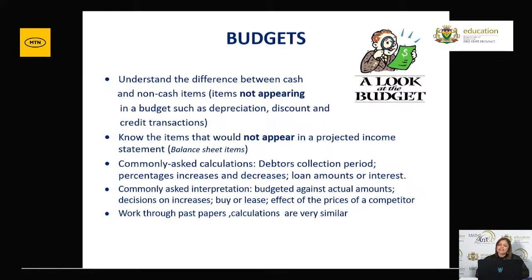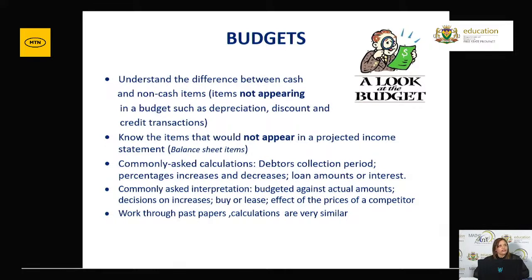Understand the difference between cash and non-cash items, or items not appearing in the budget, such as depreciation, discount, and credit transactions, right? Because they can ask you which items should not be in the budget. Know the items that would not appear in a projected income statement but on the budget, or the other way around. Commonly asked calculations: debtors collection period.